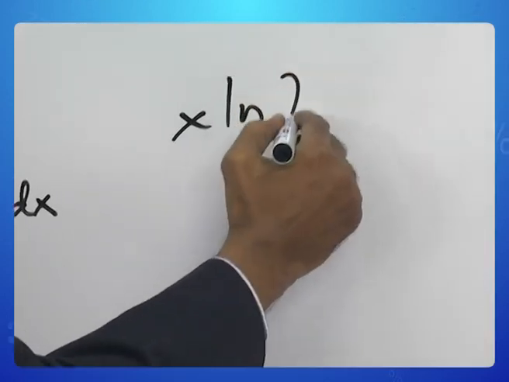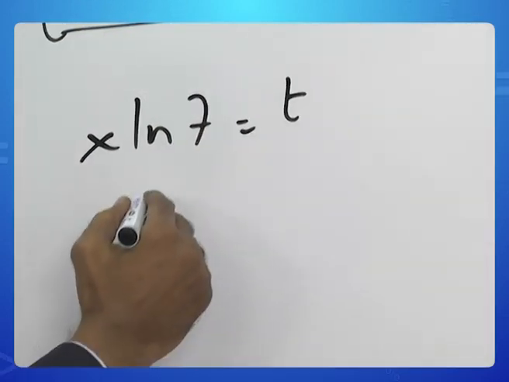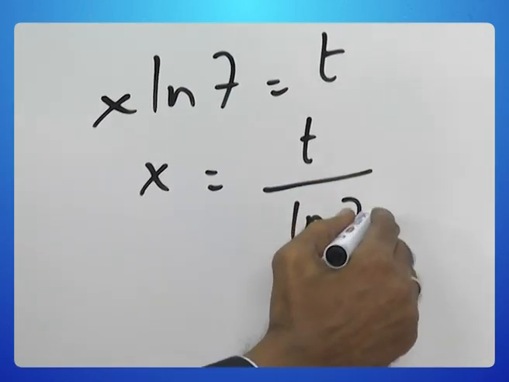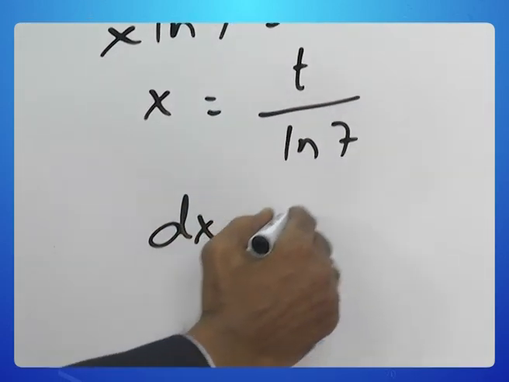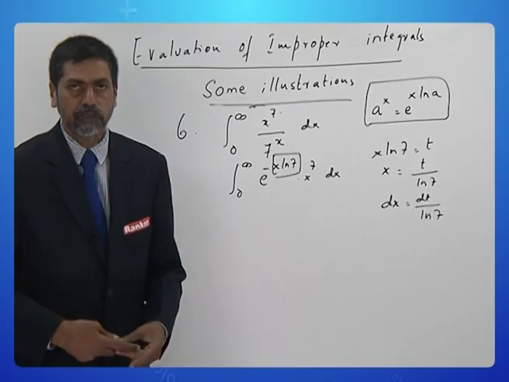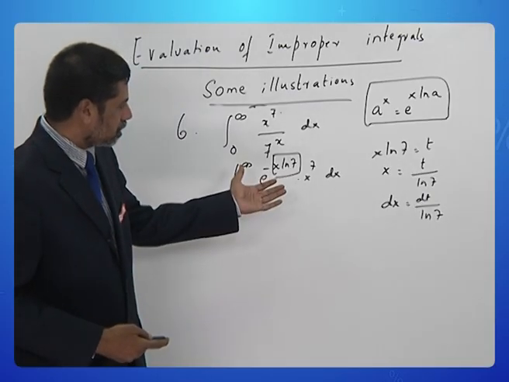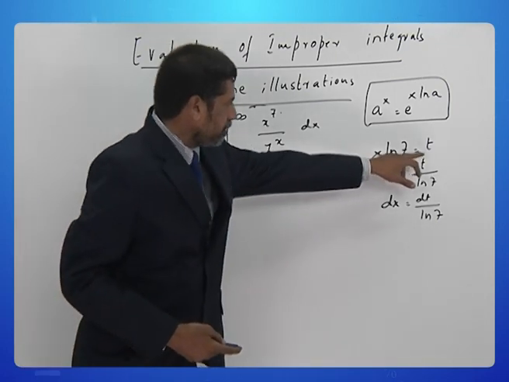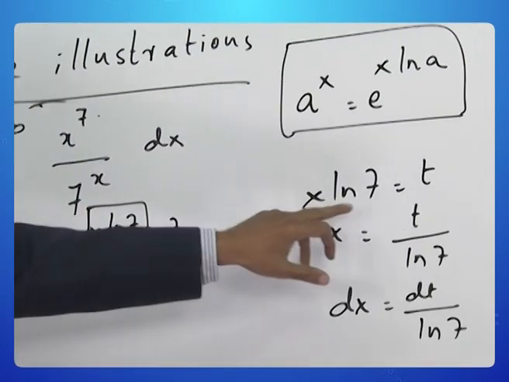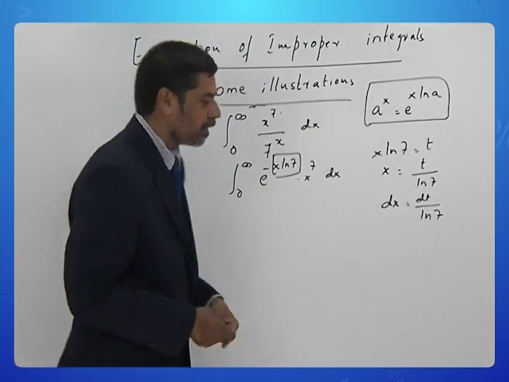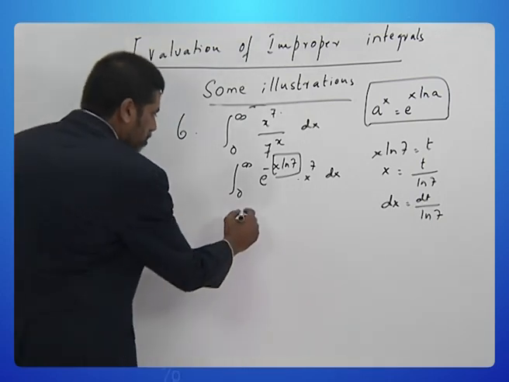x log 7 is equal to t. So x is equal to t by log 7, and dx is equal to dt by log 7. This is straightforward. So let us now bring in these changes. Replace x log 7 with t, replace x with t by log 7, replace dx with this, and see what is going to come. No change in limits.